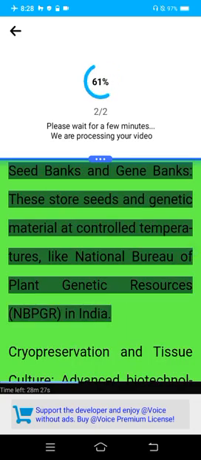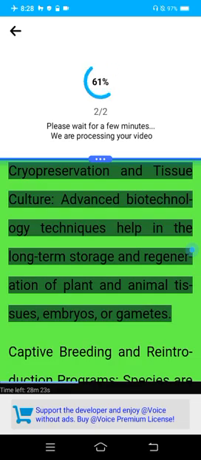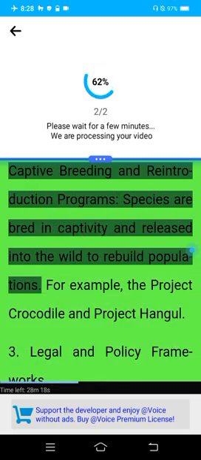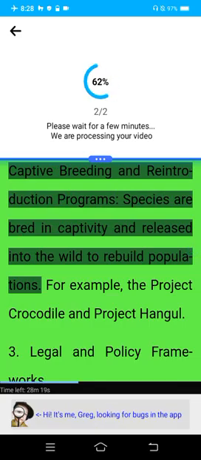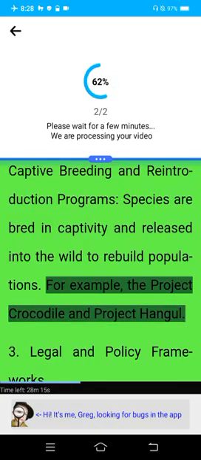Seed banks and gene banks. These store seeds and genetic material at controlled temperatures, like National Bureau of Plant Genetic Resources (NBPGR) in India. Cryopreservation and tissue culture. Advanced biotechnology techniques help in the long-term storage and regeneration of plant and animal tissues, embryos, or gametes. Captive breeding and reintroduction programs. Species are bred in captivity and released into the wild to rebuild populations. For example, the Project Crocodile and Project Congo.